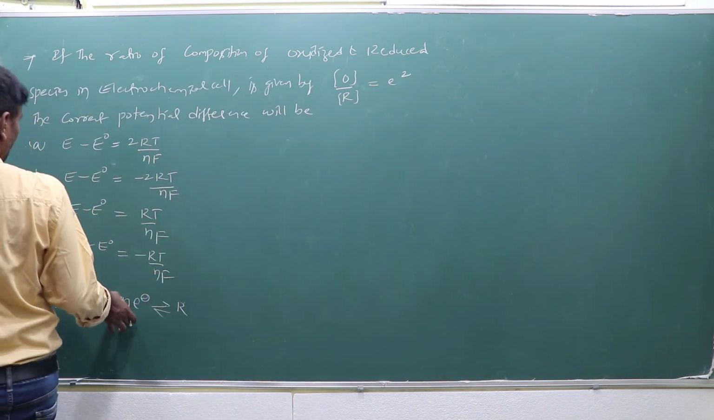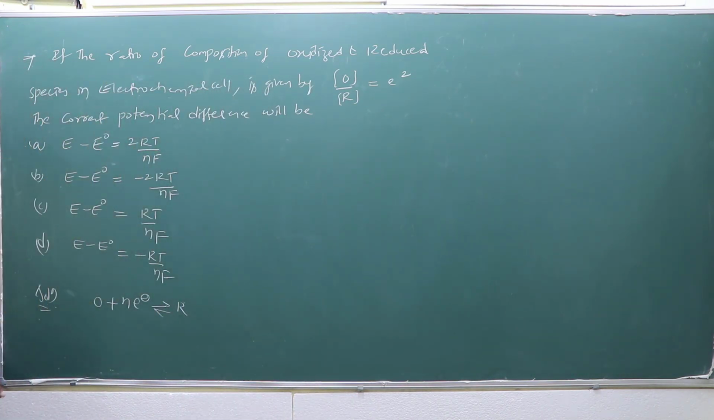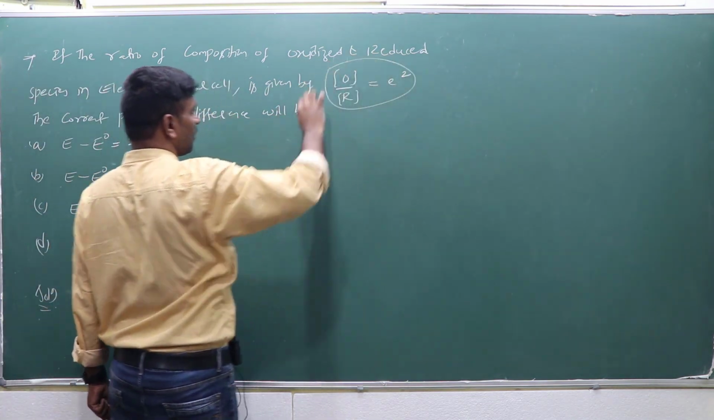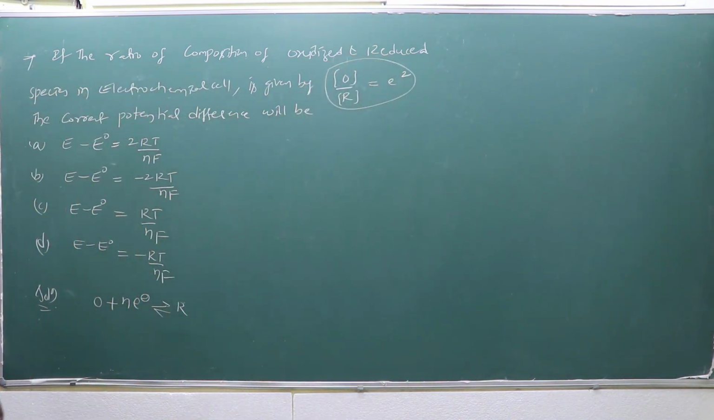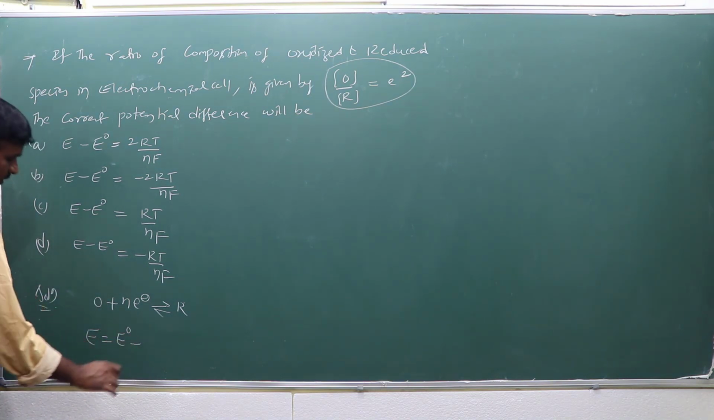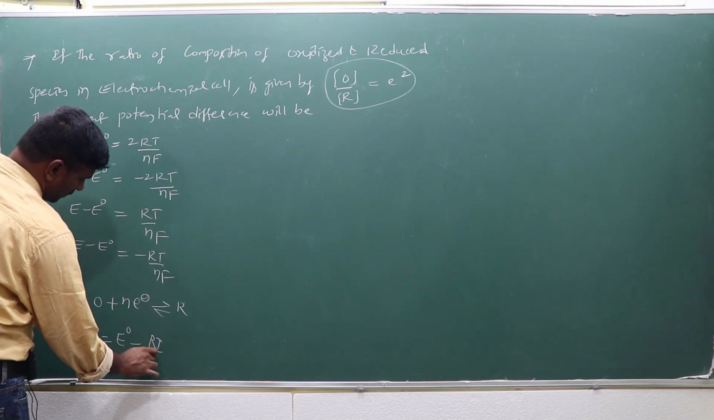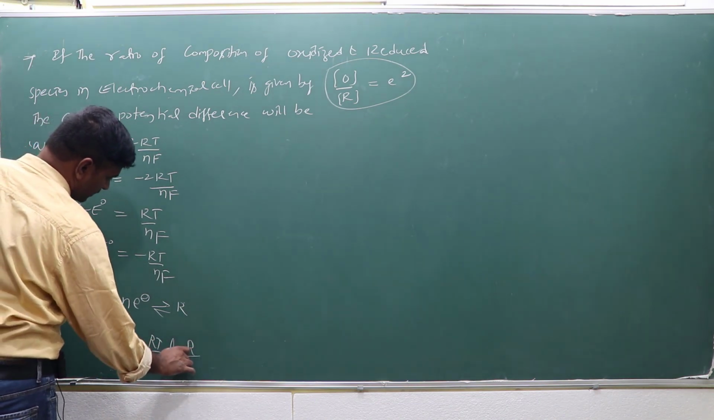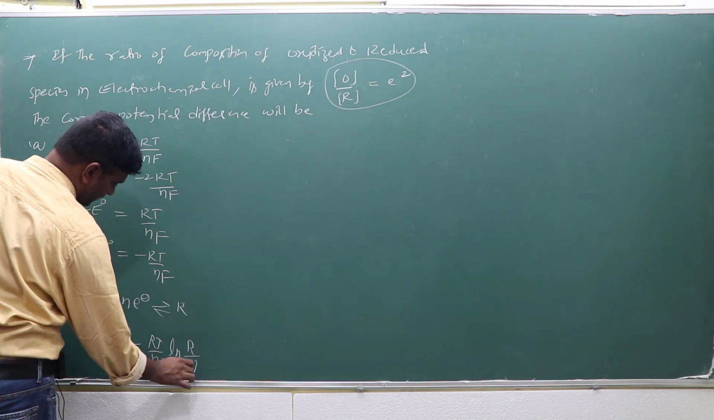This reaction is also similar to the one mentioned. For this reaction, the relation given is oxidant by reductant equals the reduced species. The ratio will be given as e to the power of 2. For this, E cell, or E, is equal to E naught minus RT by nF ln of which one? Reductant by the oxidant, like in the earlier problem.